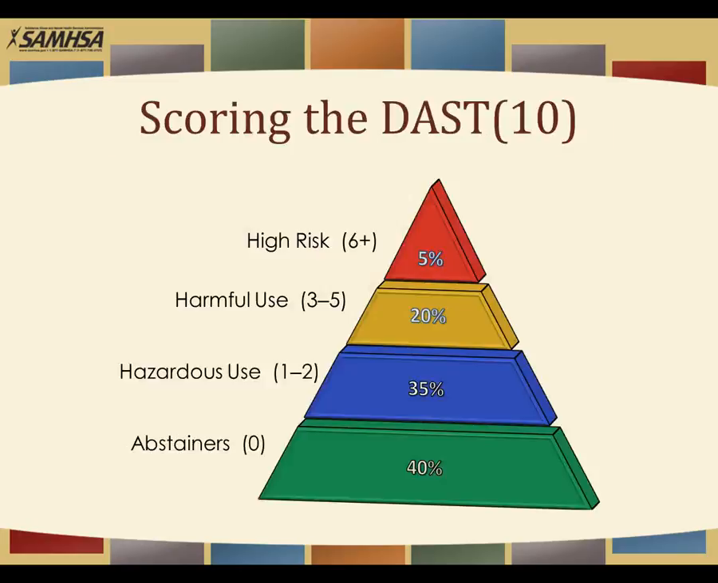Scoring the DAST is the same. 40% are abstainers. 35% get a 1 or a 2, which is hazardous use. 20% get a 3 to 5, which is harmful use. And 5% get a high risk, which is 6 or above.